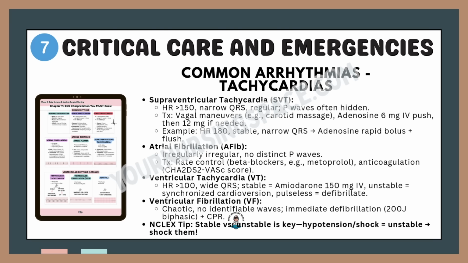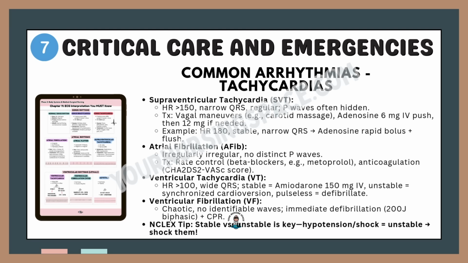Atrial fibrillation's different. It's irregularly irregular, no clear P waves, like a jittery scribble. You'd control the rate with beta blockers, like metoprolol, and anticoagulants based on stroke risk. Now, ventricular tachycardia, or VT, has a wide QRS. If they're stable, give amiodarone, 150 milligrams IV.